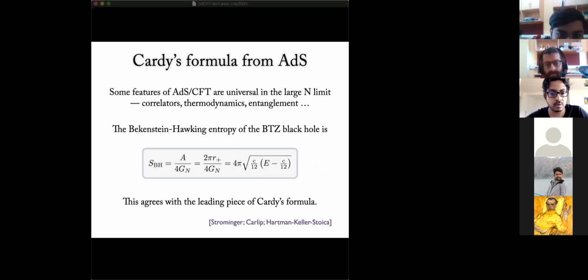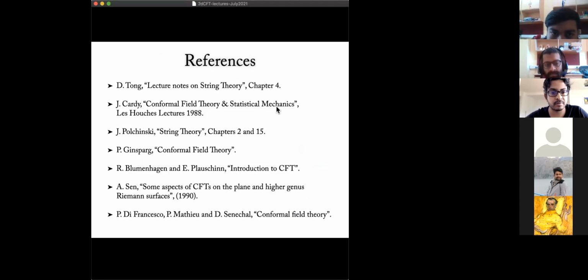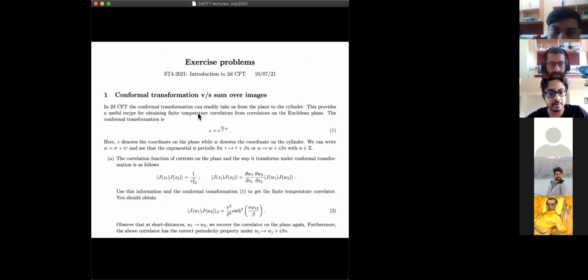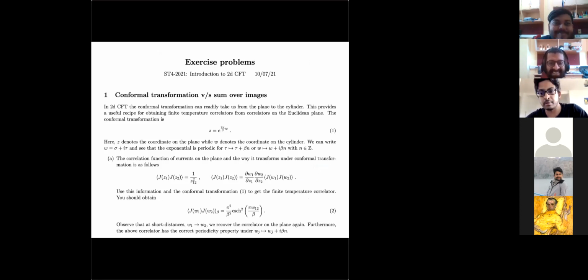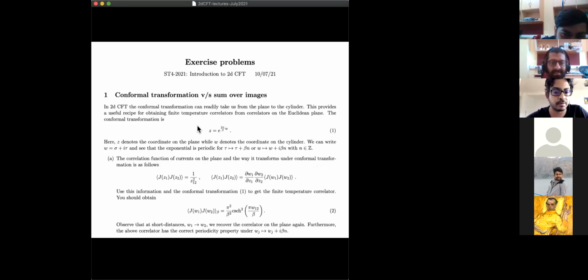Okay, so that's more or less all I have to say. So here are some references which you can look up for further reading. I've also made a little exercise, just to get some practice on conformal transformations.